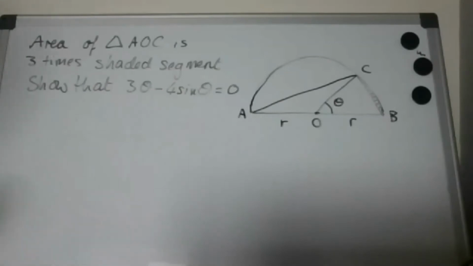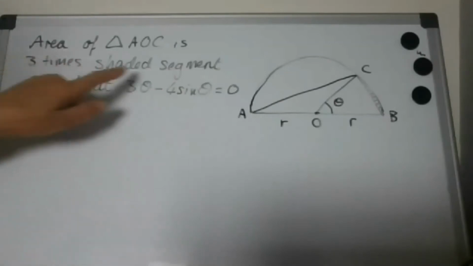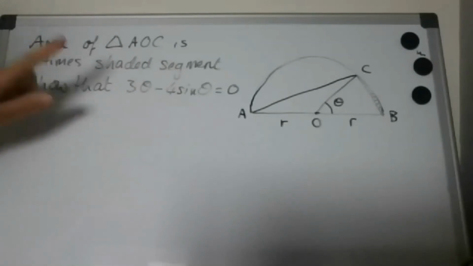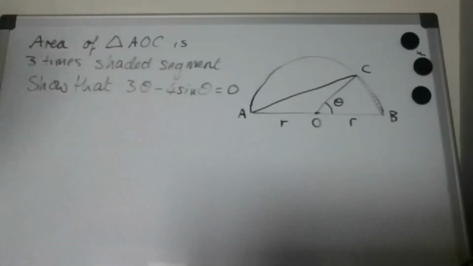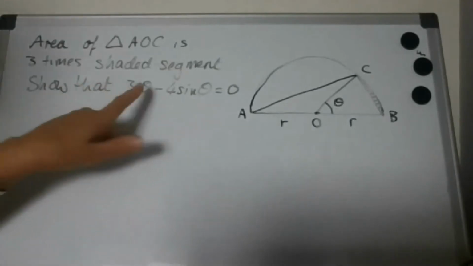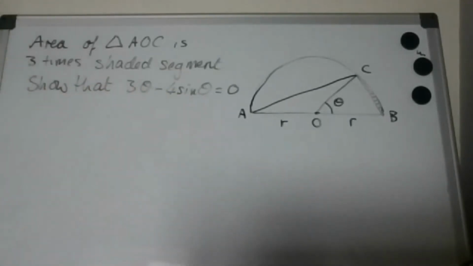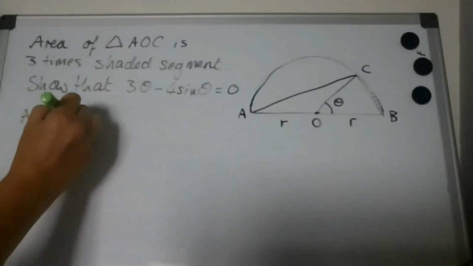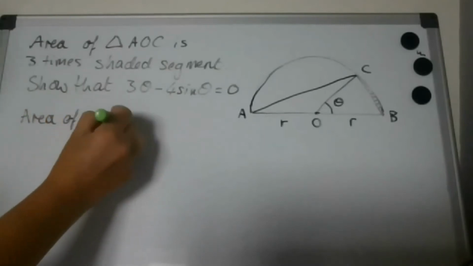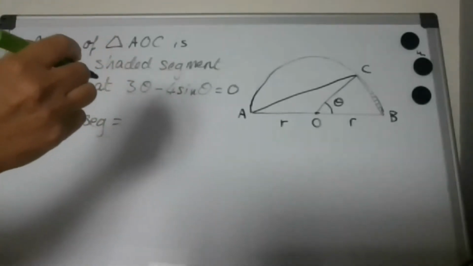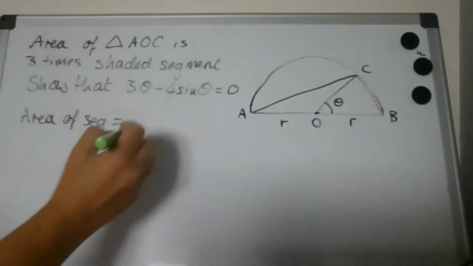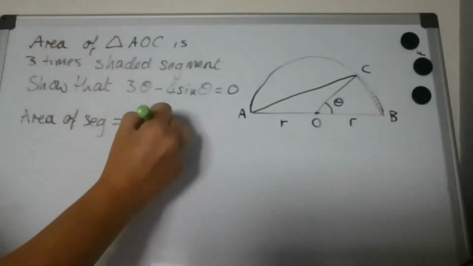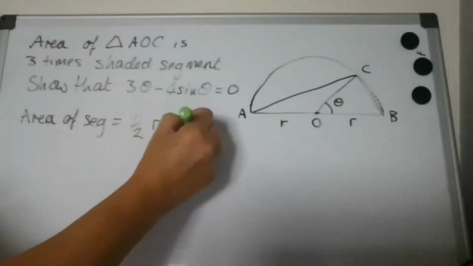So it says that the area of the triangle is 3 times the area of the shaded segment. Well, let's find out what the area of the shaded segment actually is in terms of theta, because theta is left in the solution that we're trying to get to. So the area of the segment, we'll use the formula that we've just found. Area of seg, I'll just put, is equal to half r squared, theta minus sine theta.